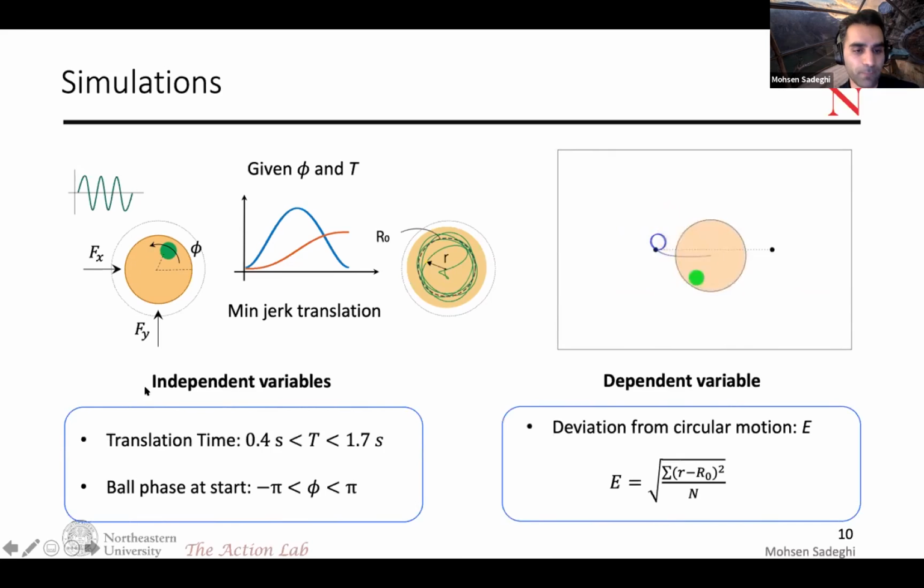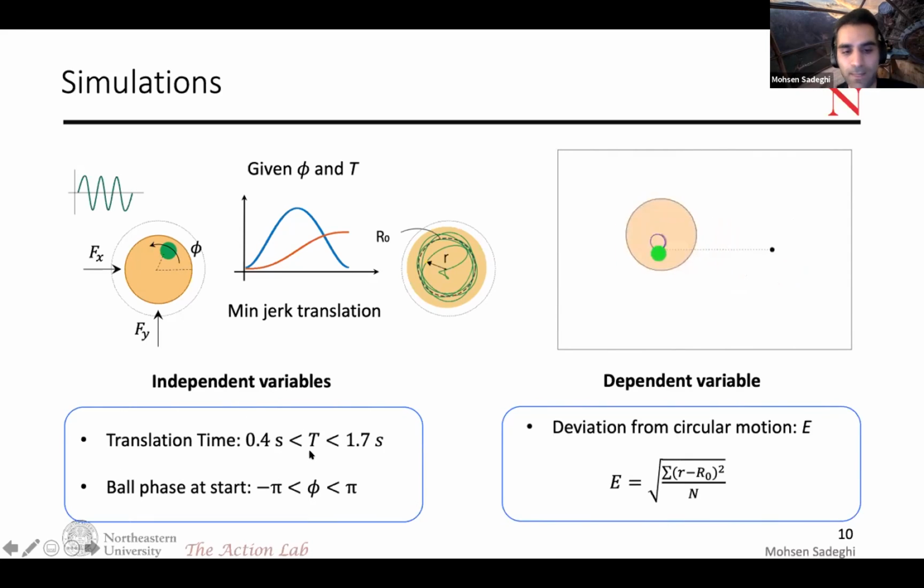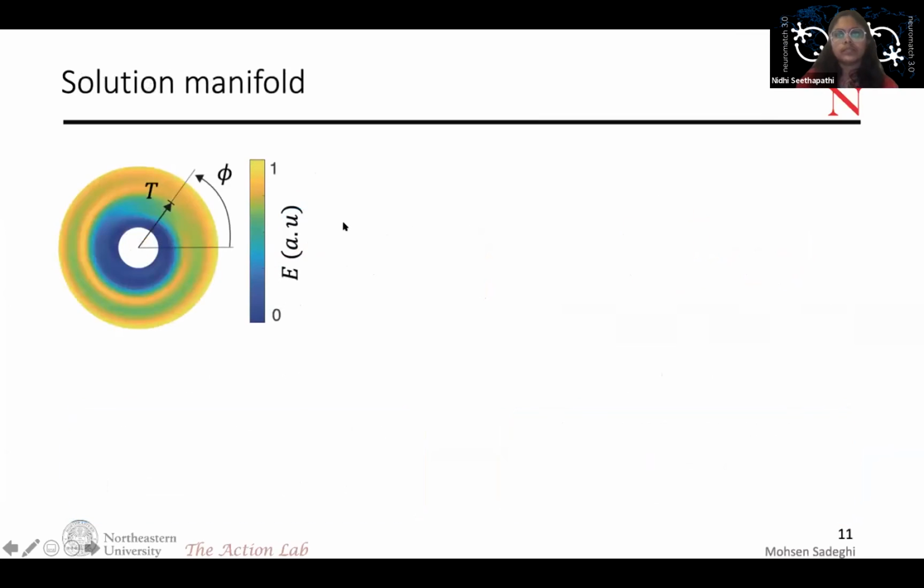And with that, we have independent variables where we change the translation time within this range, and then the ball phase within this range. And at a given phase and time, we calculate the error of performance. And we plot the error of performance as a function of these 2 variables. We get a solution manifold, which looks like this.